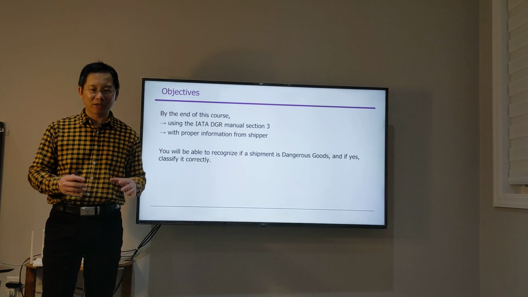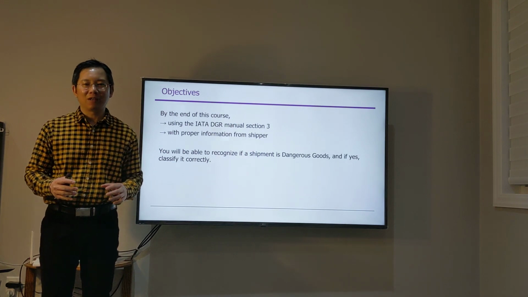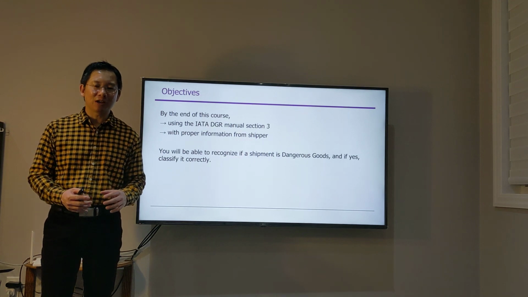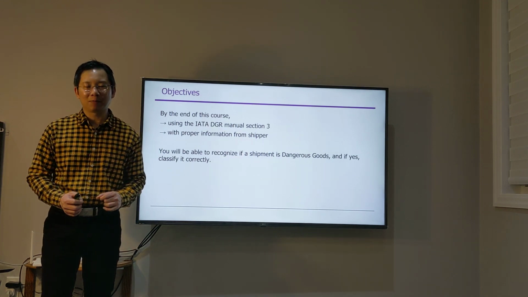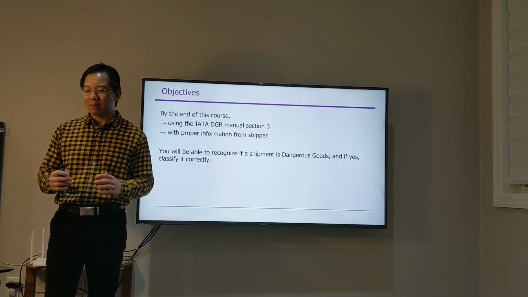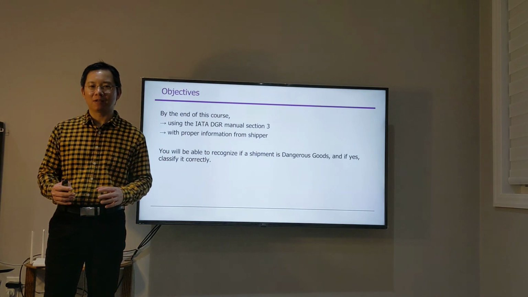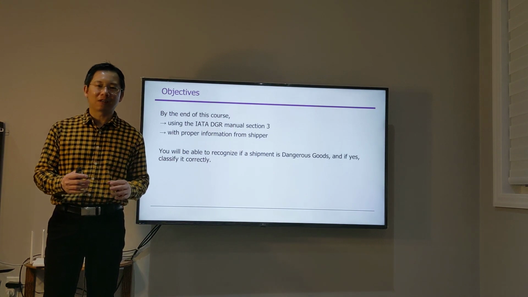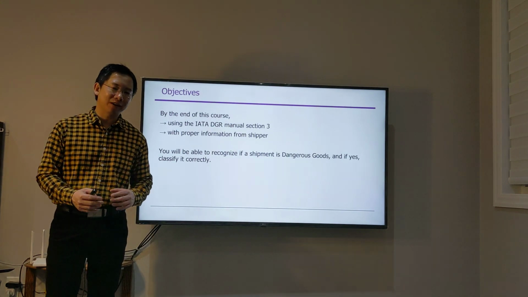By the end of this training, with the proper manual, the DG edition 63 DGR, and also the information provided by the shipper, you will be able to recognize if a shipment is a dangerous goods shipment. And if it is, you will be able to classify it properly.